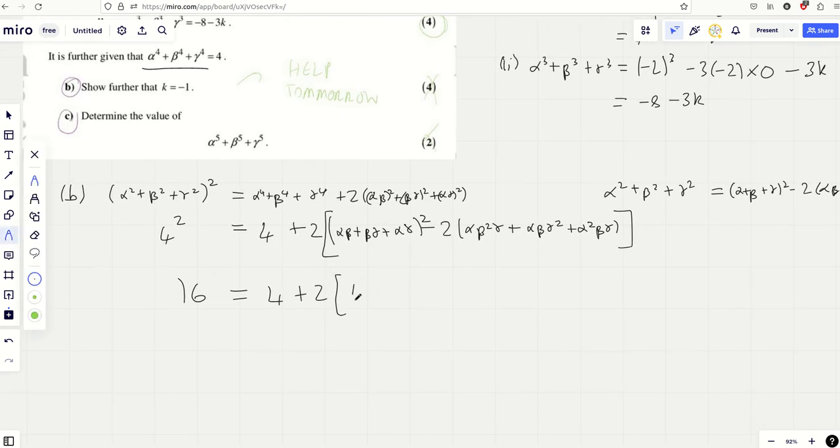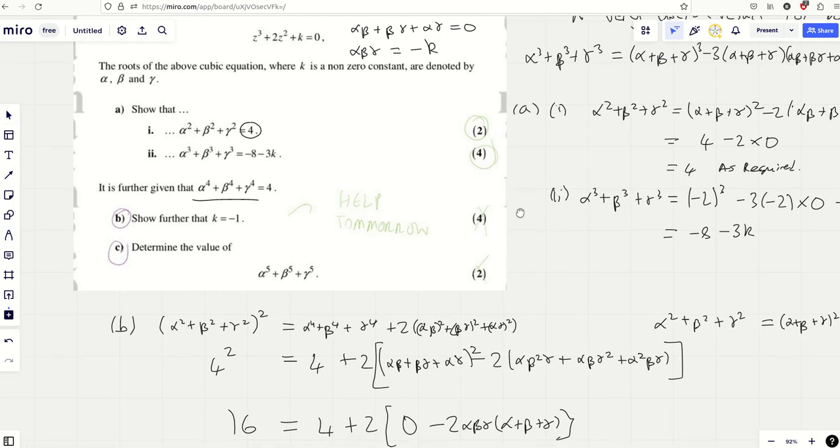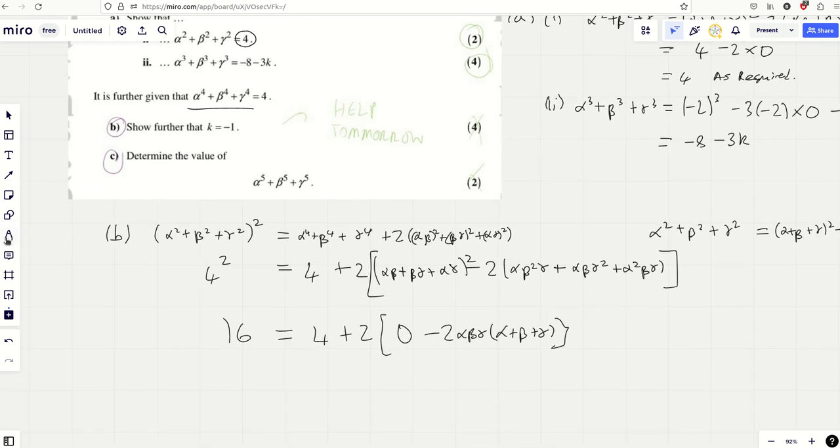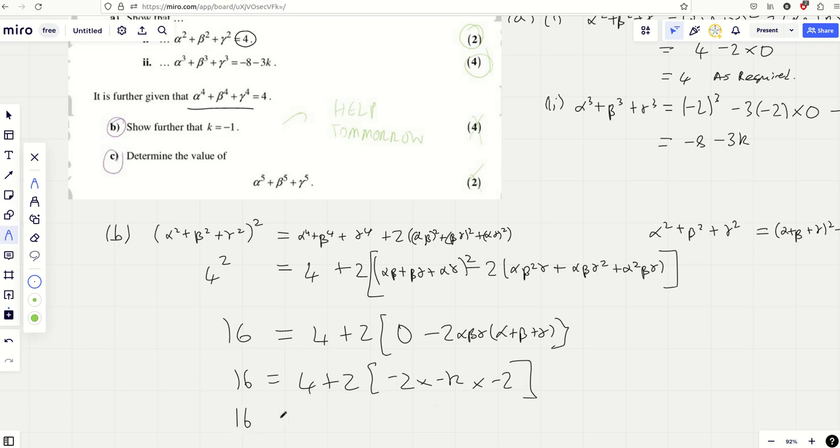And then we're going to get minus 2 times. Now remember, we can take an alpha beta gamma out of that and leave an alpha plus beta plus gamma in there. And so alpha beta gamma, I can't remember, was it k or minus k? It's minus k, and the sum is minus 2. So we're going to have 16 equals 4 plus 2 times minus 2 times minus k times minus 2. And that's obviously minus 4k times by 2 is minus 8k.